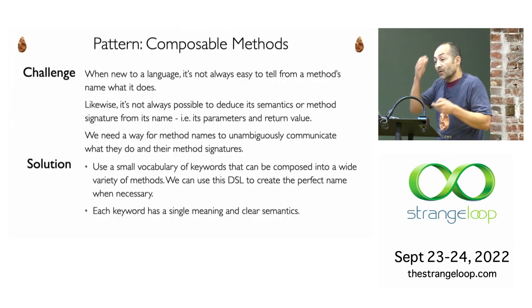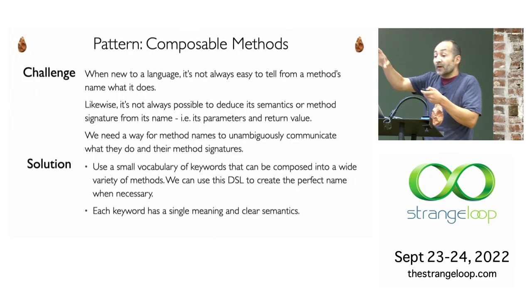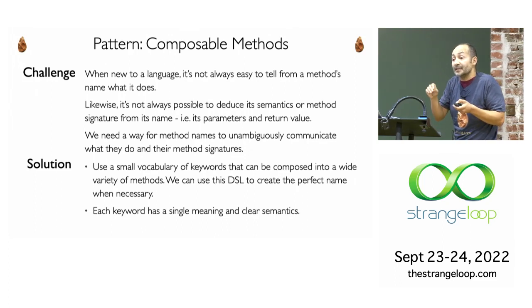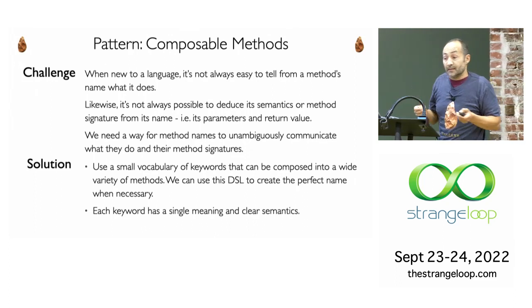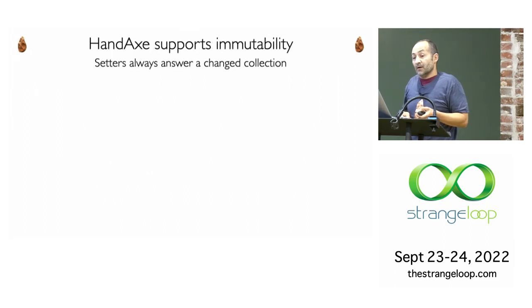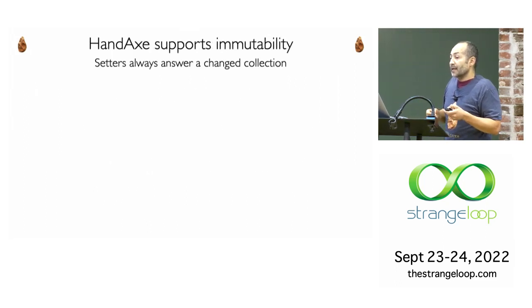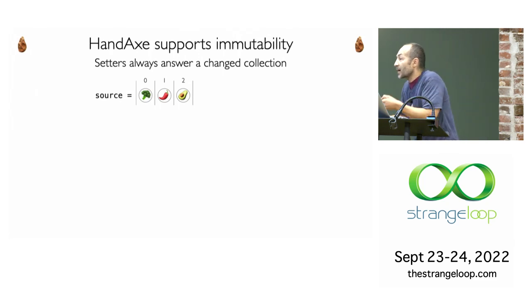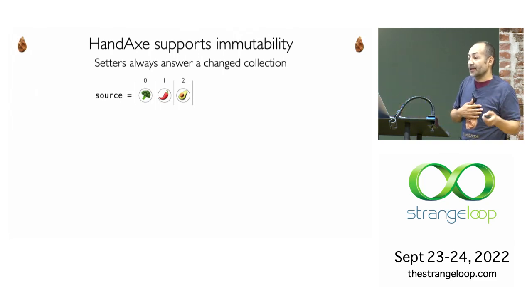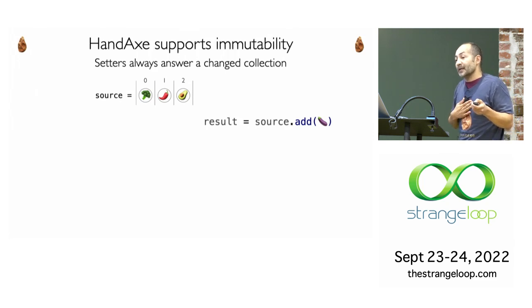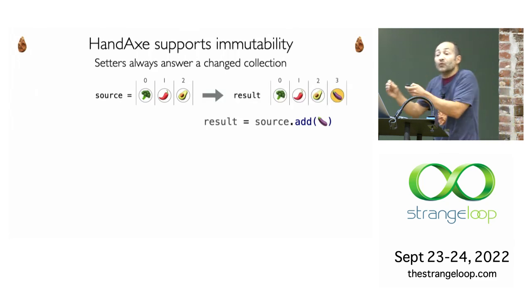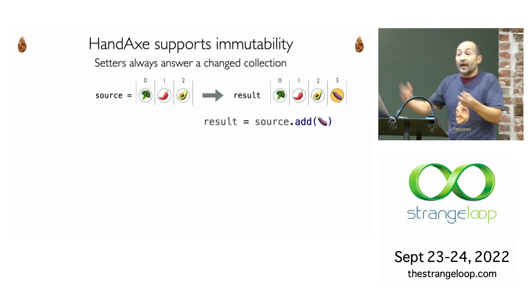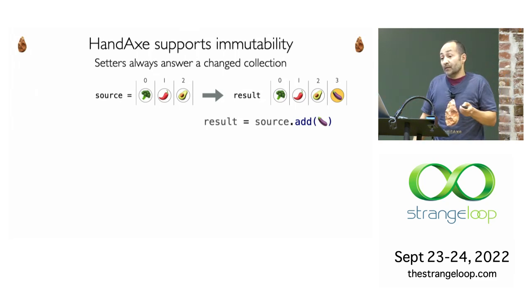Okay, so we spoke about the challenge. The solution here is a DSL with strict semantics. All right, so now one thing you may notice is a setter always responds with a changed collection. So if I have, for example, a source and I want to add this eggplant at the end, I'm getting a new resulting array with the change to it.